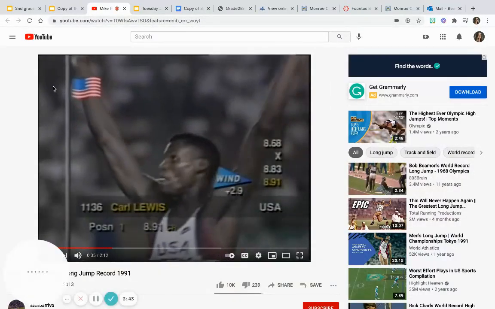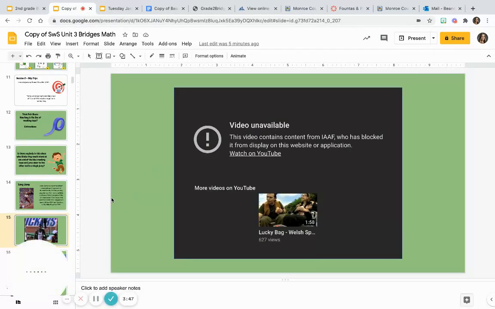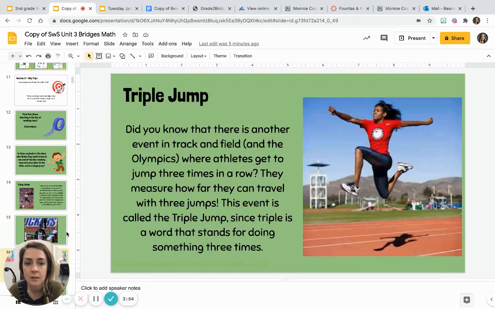All right. So that's just a fun little video to watch. All right. So let me go to the next slide, maybe. So there's also something known as the triple jump. And it's another track and field event. But this one, you get to jump 3 times in a row. And they measure how far they can travel with the 3 jumps. And this event is called the triple jump because it stands for doing something 3 times. Triple means 3.